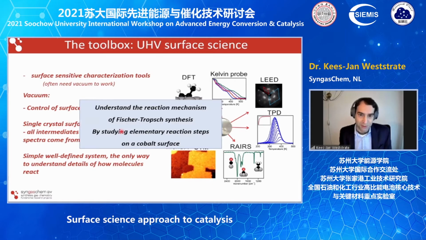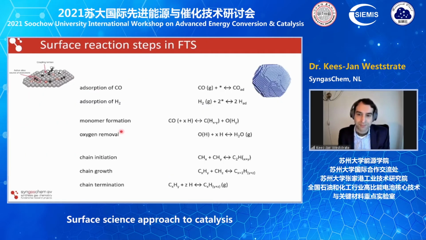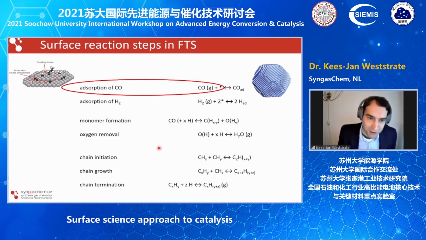So this is the approach we use to understand the mechanism of isotope synthesis. And we want to study elementary reaction steps on a cobalt surface to know better what is happening and why cobalt is such a good isotope catalyst. So it's a really complicated reaction. You have to do many things to get from the reactants, CO and hydrogen, to the products, the hydrocarbons that we want. And we can look at each of them individually. So let's first look at what you can learn about the adsorption of carbon monoxide.